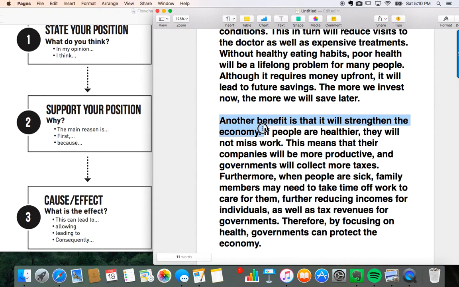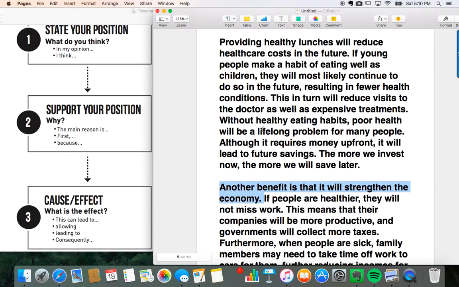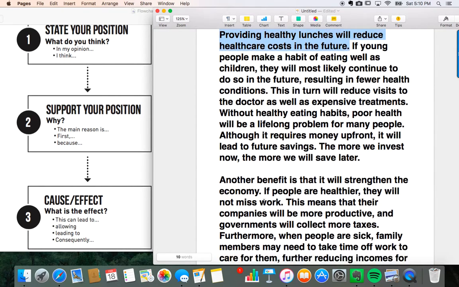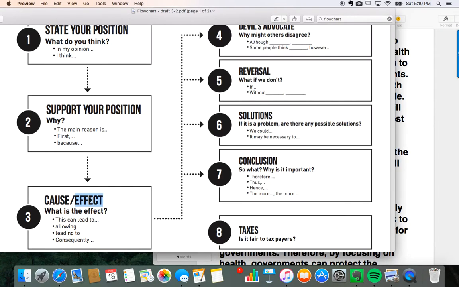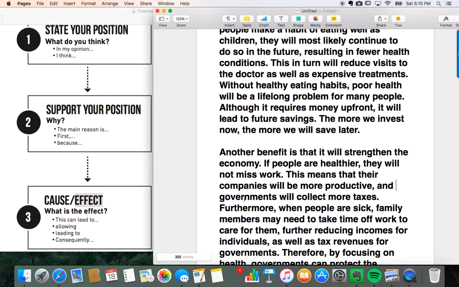Another benefit is it will strengthen the economy. Now, arguably, that's what I said here, but I look at it a little differently here. Why? The main reason is if people are healthier, they will not miss work. Okay. So, what does that mean? What's the effect? This means their company will be more productive. Again, effect. And governments will collect more taxes.